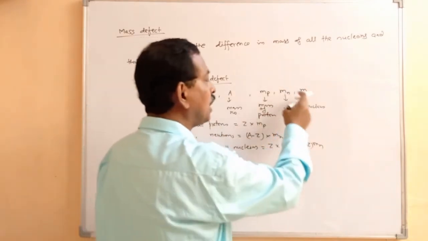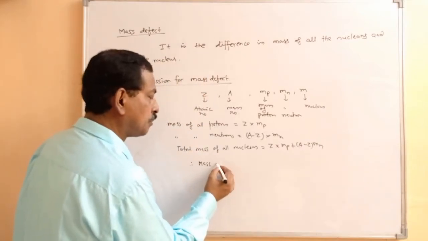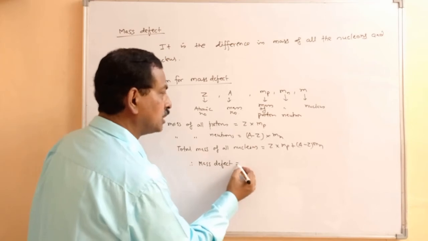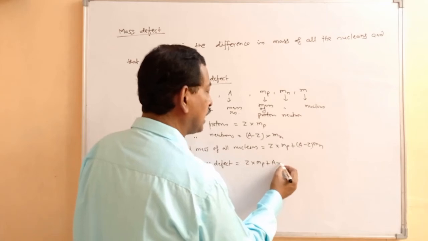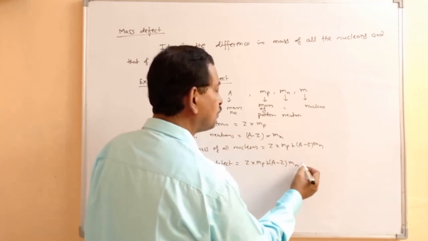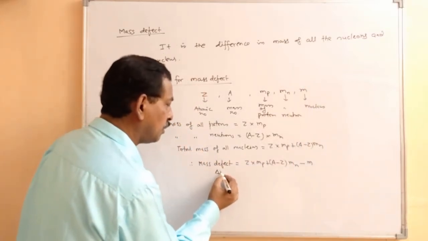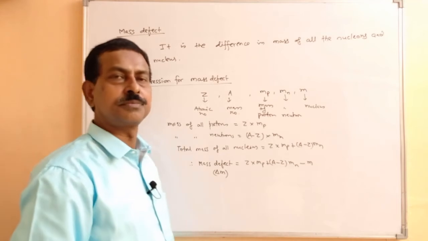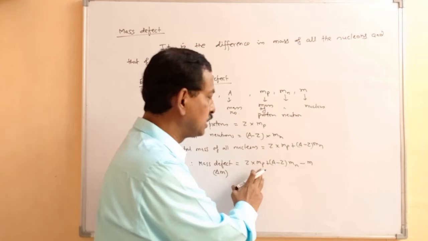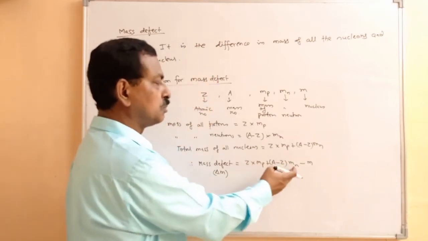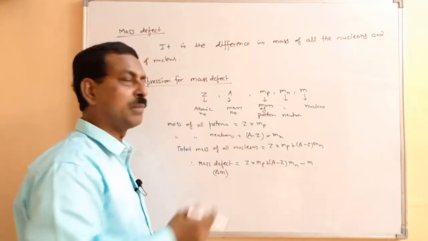And we have taken M as the mass of the nucleus. Therefore, the mass defect will be how much? It will be Z into Mp plus A minus Z into Mn minus M, where M is the mass of the nucleus. So this is the expression for the mass defect. We will get this expression if you know the mass of the proton, the mass of the neutron, and for which particular nucleus we are taking, what is the atomic number and the mass number.